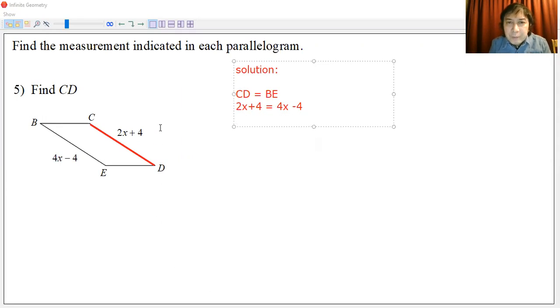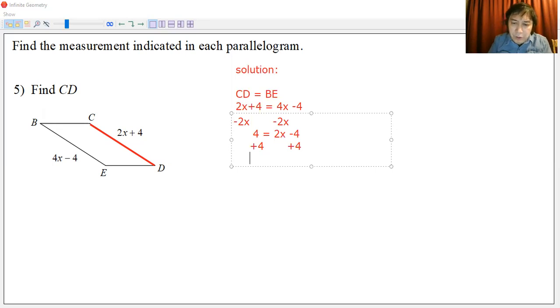Solve for x first. We shall subtract the smaller x term. This will be minus 2x from both sides. And we get 4 at the left side, and at the right side we get 2x minus 4. Then the next line is by way of adding 4. So we add 4 to the left, add 4 to the right, and we have 8. Next line will be 8 equal to 2x. And so we will proceed by division.